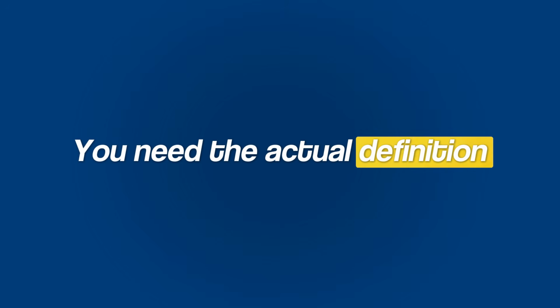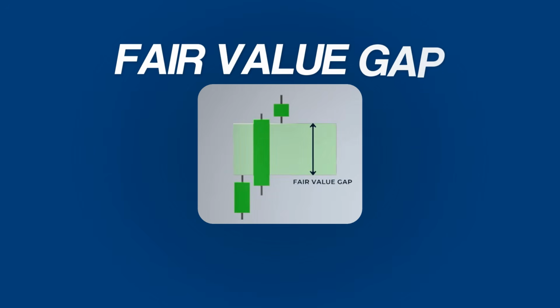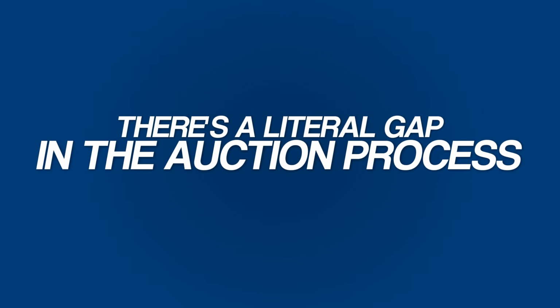Before we talk history, you need the actual definition, because most explanations online overcomplicate this. A fair value gap is a 3-candle pattern. It forms when the price moves so fast in one direction that it skips over a chunk of the price. Nobody traded there. No orders got filled there. There's a literal gap in the auction process.